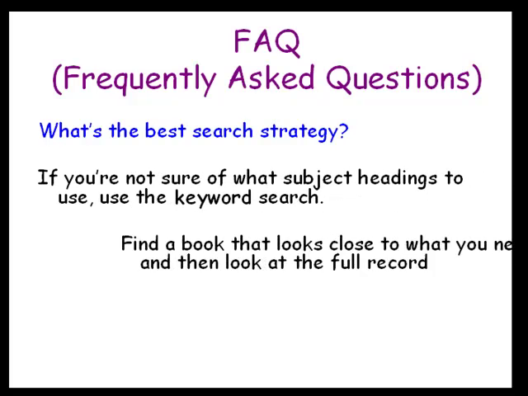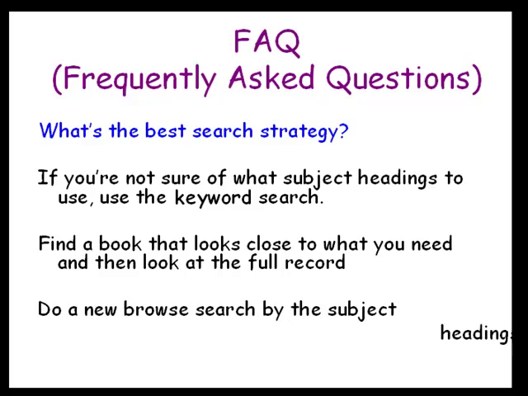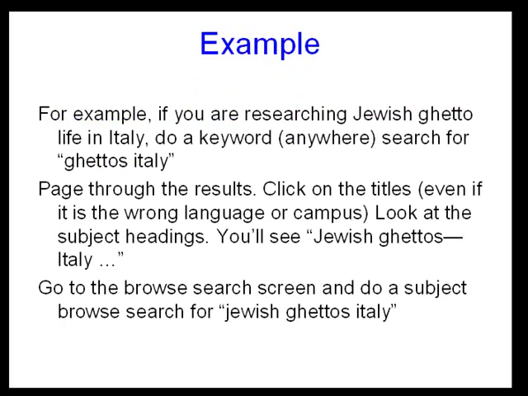So if you have no idea how to start searching, what's a good strategy? Usually I would start with a keyword search. So I would search in the Anywhere field, find a book that looks close to what I need, and then do a new search under that. So for example, if you're researching Jewish ghetto life in Italy, I would do a keyword Anywhere search for ghettos, Italy. Page through the results and click on titles, even if it's in the wrong language or campus, and look at the subject heading. You'll see the subject heading, Jewish Ghettos, Italy.